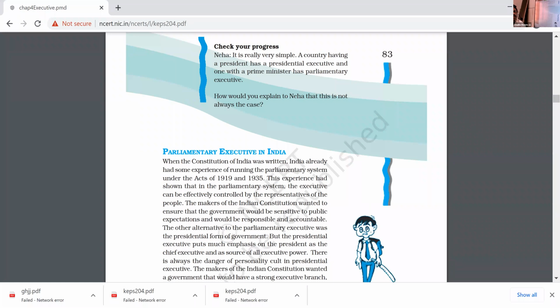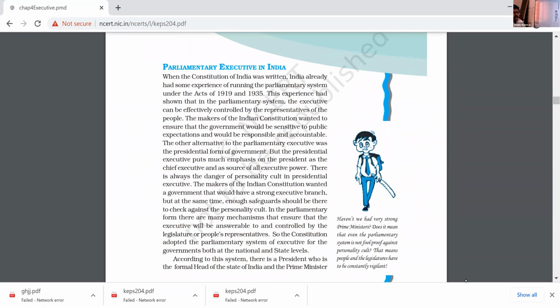India has a combination of both the political and the permanent executive. When the Constitution of India was written, India already had some experience of running a government. We know that there are two acts made by the British in 1919 and 1935, known as the Indian Act of 1919 and the Indian Act of 1935. As per these, Indians already experienced the parliamentary system of governance. This experience has shown that in the parliamentary system, the executive can be effectively controlled by the representatives of the people.